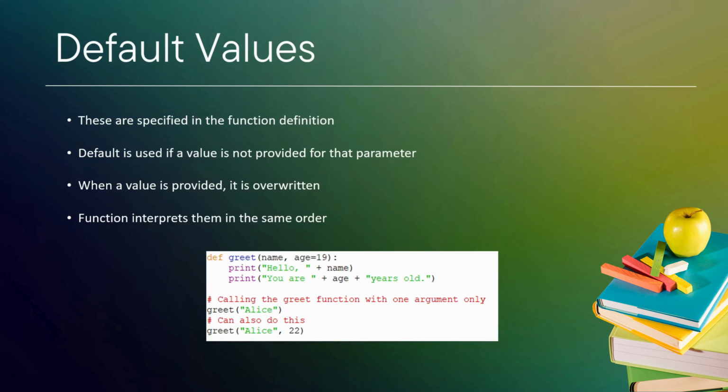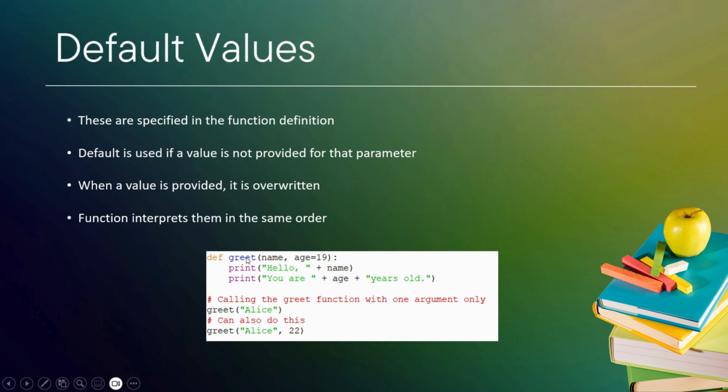Now we have default values. These are specified in the function definition. Default values are used if the value is not provided for that particular parameter. When a value is provided, it is overwritten, and the function interprets them in the same order.